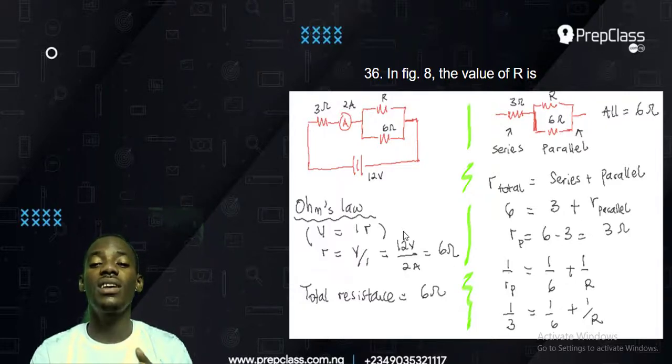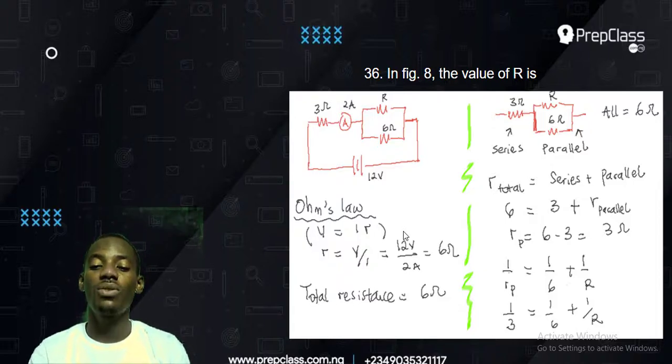So that means all my workings in the parallel must give me 3 ohms, right? So I have 1 over R total equals, that's R parallel, equals 1 over 6. That's the formula for solving parallel: 1 over R total equals 1 over 6 plus 1 over R. If you've seen our previous video, we've done questions on parallel and series connection before. So this is a parallel connection, right? So that's where we go about it.